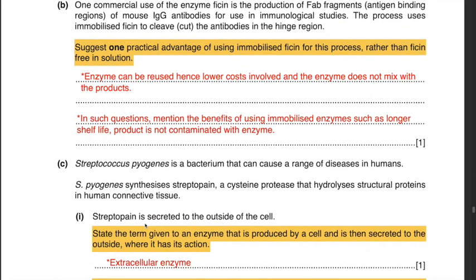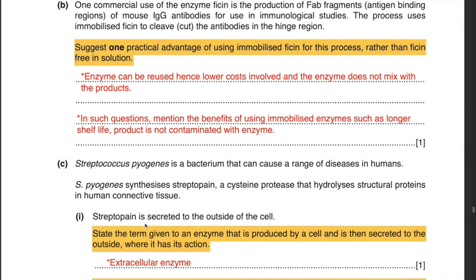Part B. One commercial use of the enzyme ficin is the production of Fab fragments, antigen binding regions of mouse IgG antibodies for use in immunological studies. The process uses immobilized ficin to cleave the antibodies in the hinge region. Suggest one practical advantage of using immobilized ficin for this process rather than ficin free in solution.